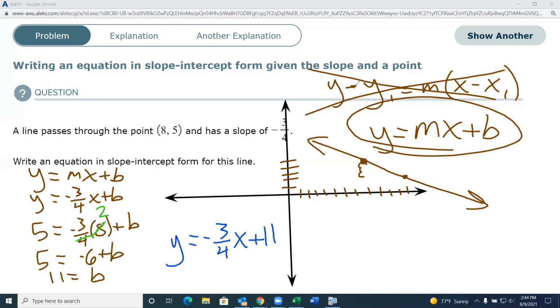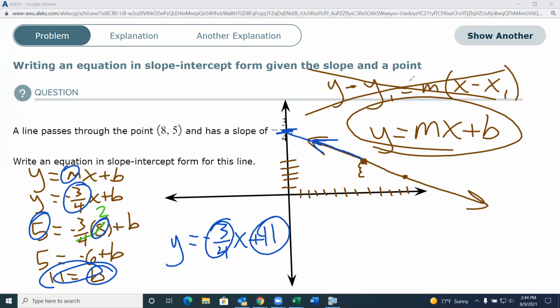And that's it. Do you think it's possible that as this line heads up towards the y-axis, if I had drawn things perfectly, it will actually hit the y-axis at height 11? I think that's possible. And in fact, that's the way it does work out. It'll hit up here at height 11. That's how you do those. So you plug in the slope for m, plug in the point that you're given, solve for b, and then you've got your y-intercept to plug into the equation.